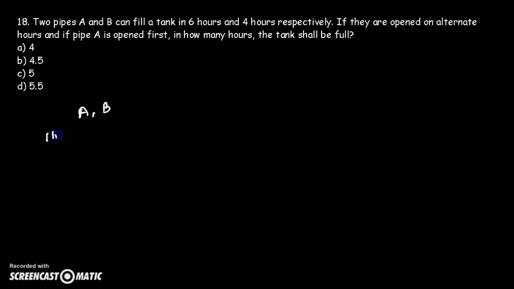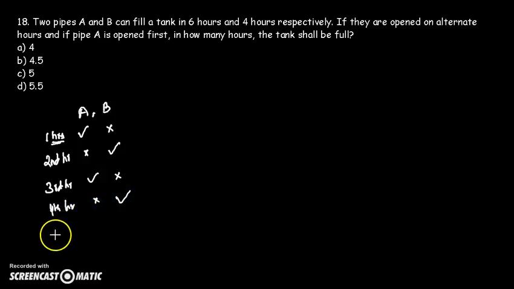It is given that there are two pipes and they are opened alternately. So you can consider the first hour. In the first hour A is open, B is closed. In the second hour A is closed, B is open. Third hour A again is open, B is closed. Fourth hour B is open. Fifth hour and likewise. Okay, so they are working on the alternate hours.